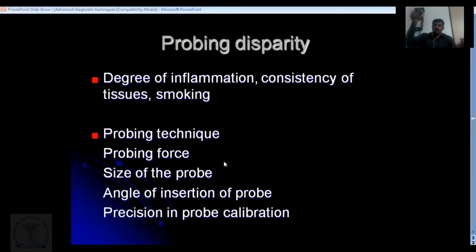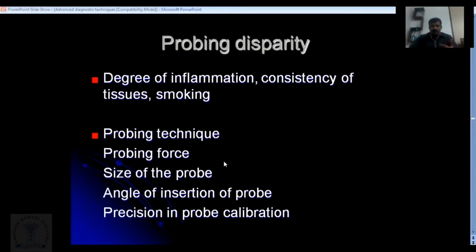Suppose you're probing one quadrant, you start with one aspect, maybe the mesiobuccal. Then you take it out completely, move, then you do mid-buccal. From there you take it out completely, then you move. This is known as walking. You are walking the probe. You just don't insert and then try to move it from that area. You take it out, and that is known as walking the probe.